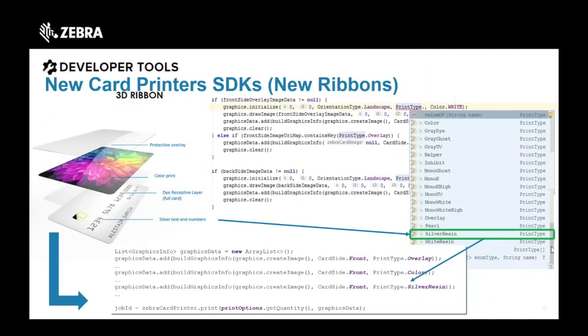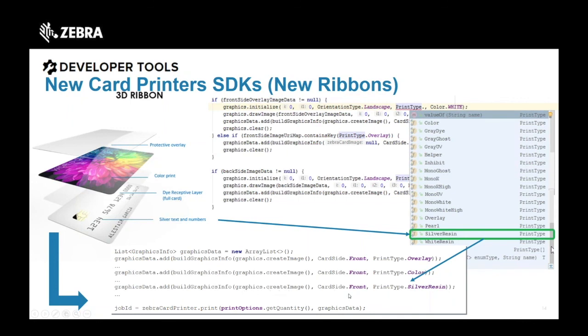Okay, now this slide shows a very nice feature that we have added to our latest printers: new ribbons. The nice thing about the new ribbons is that we have built the tools so that you can, in the same way that you see here on the left, build those layers in your code. On the bottom part of this, you will see how easy it is to build a layer. In this particular case, you are building the new silver resin layer, and you can pull that from print type, and you will be able to see all of the ribbons from print type.